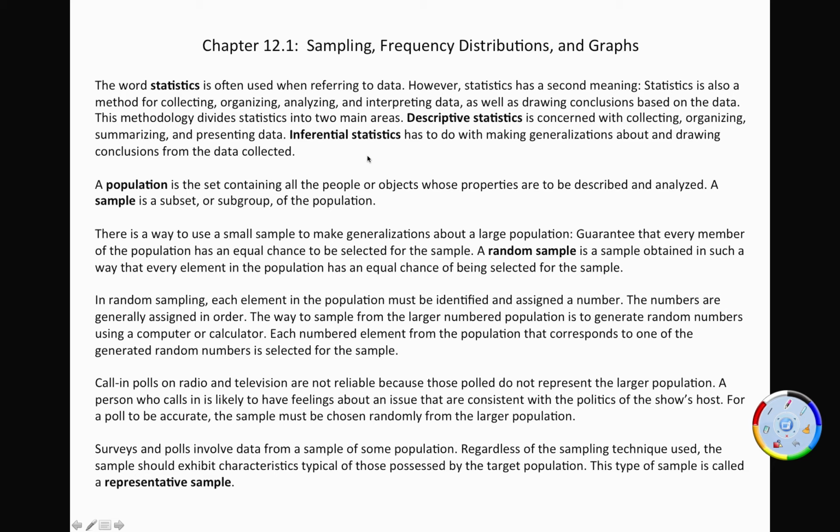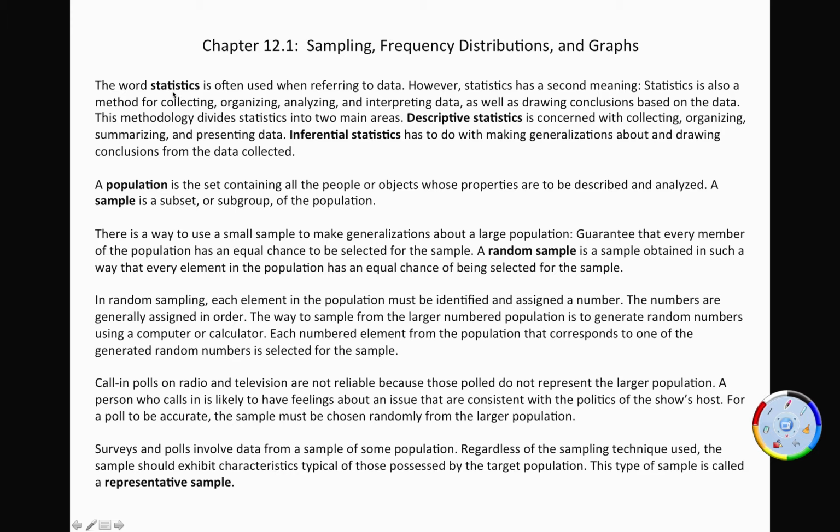Chapter 12.1, Sampling, Frequency Distributions, and Graphs. Okay, and this is our last chapter, so hopefully everyone is doing well, going towards the end, ready to finish up on a nice note. Let's look at what we have.